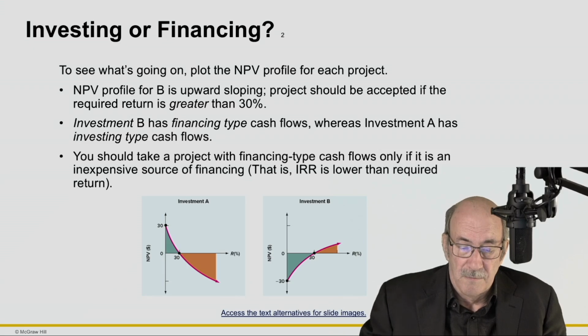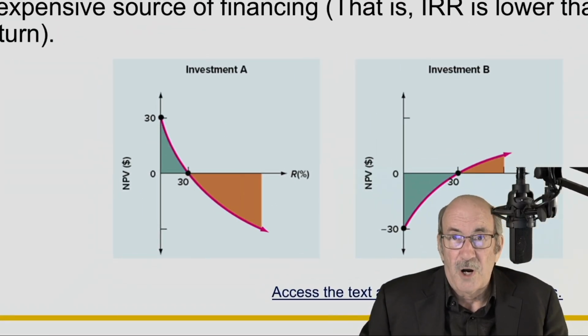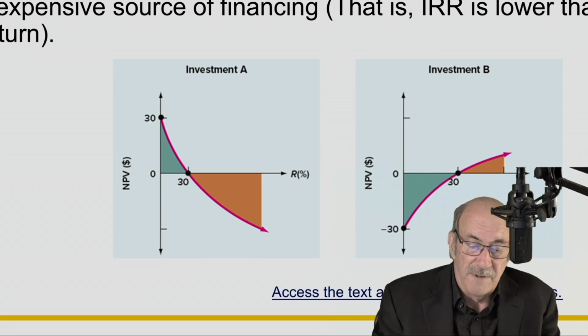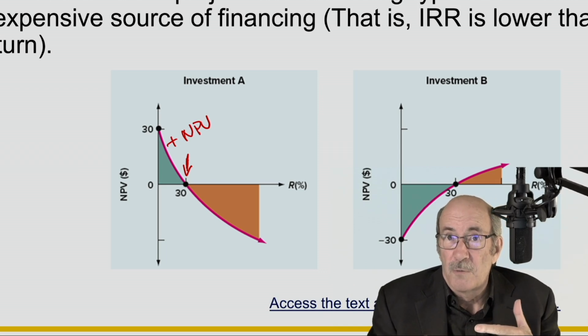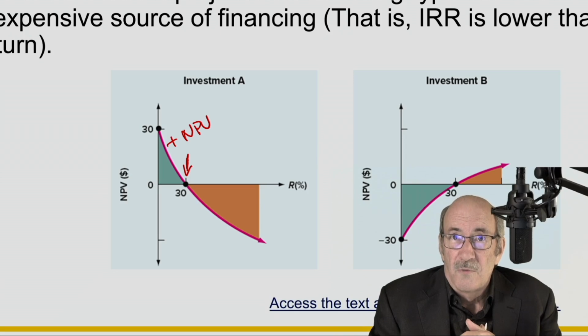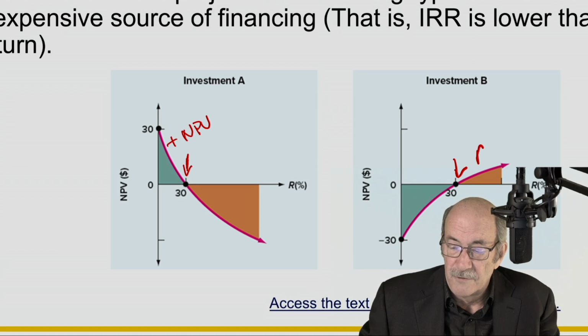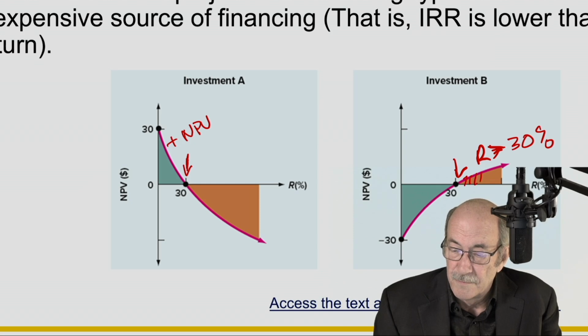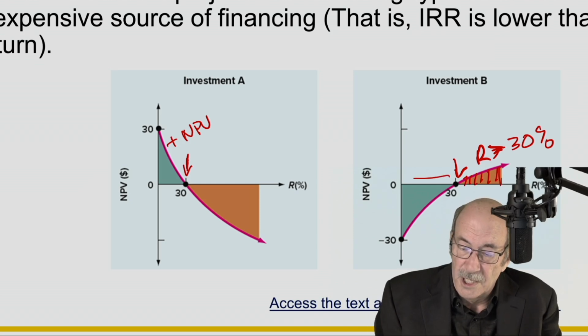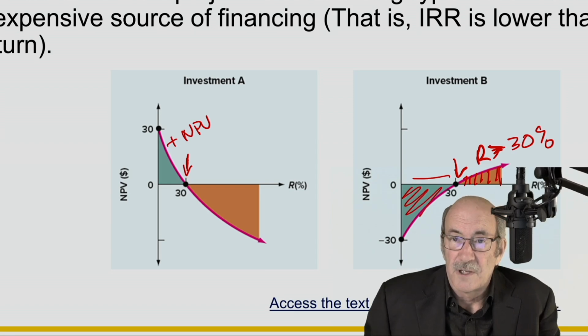Now, let's look at their NPV profiles here. So project A has an NPV profile where anything below that 30% rate is a positive NPV. So if we have a required rate of return below 30%, we would take on this project. Project B, on the other hand, only has a positive NPV where the required rate of return is greater than 30%, right here. Anything over here is a negative NPV.